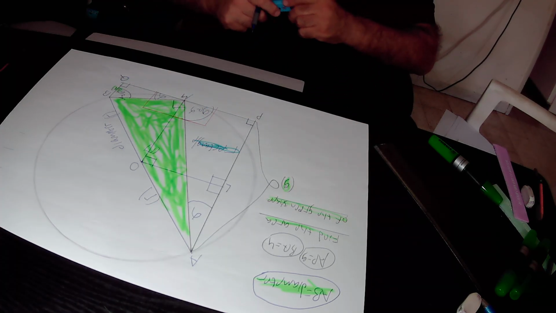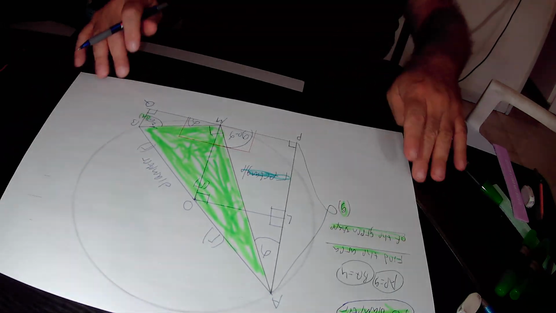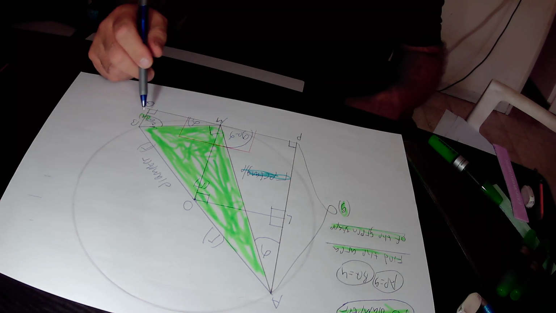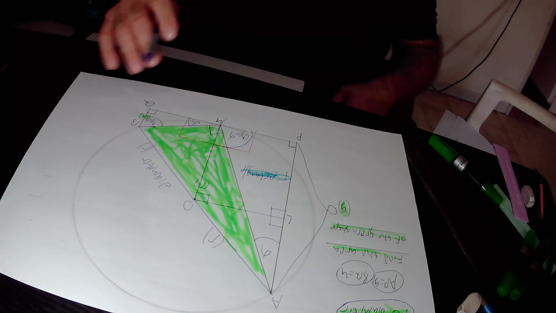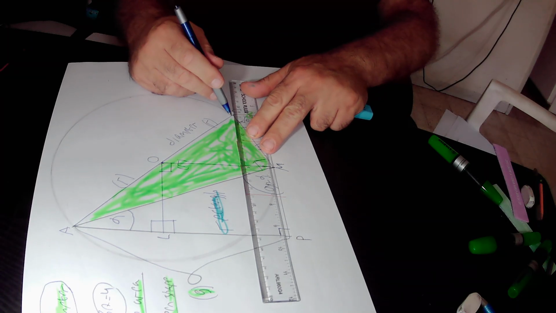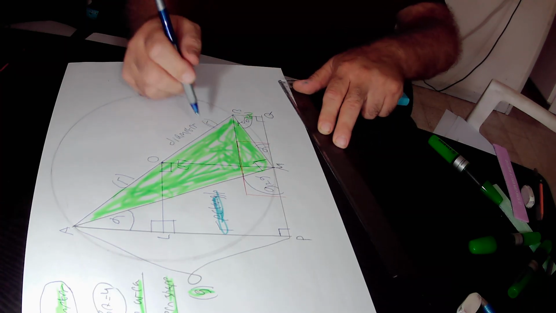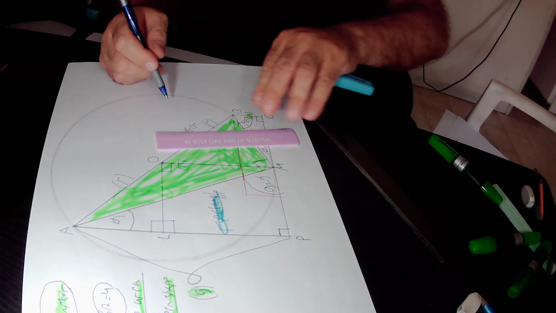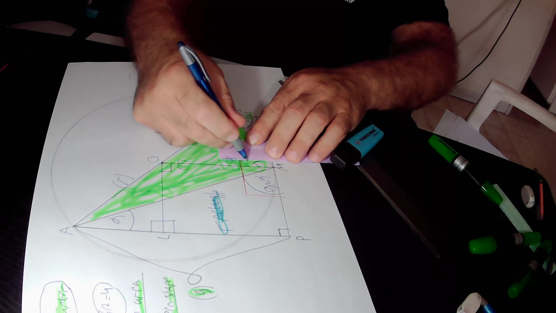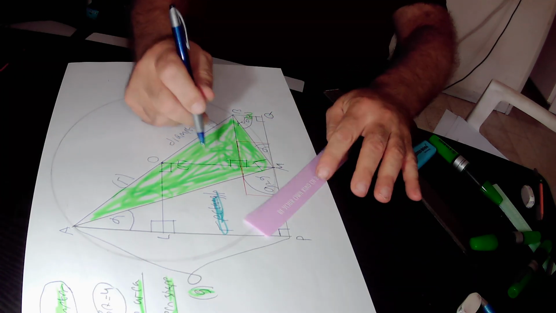In the next step, we will do another construction. That is to say, from this point B, we will draw a perpendicular on the radius OM. So actually, this angle equals 90 degrees and this angle also equals 90 degrees according to our construction.